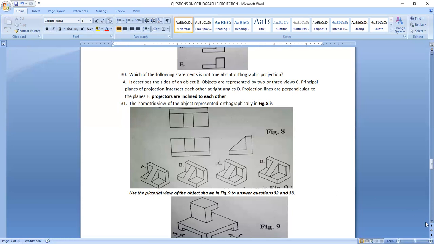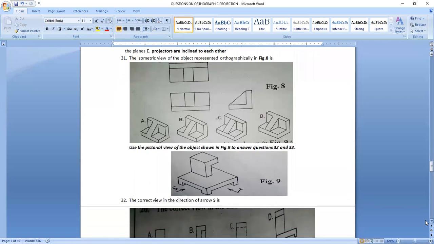Okay, then move to question 31. Question 31 says that the isometric view of the object represented orthographically in figure 8 is, so they want us to choose the right isometric view of the object whose orthographic views are given here. Looking at these views, they are given in third angle projection. That means this is the plan, this is the front elevation, and this is the end elevation. So the answer to this question is option C.